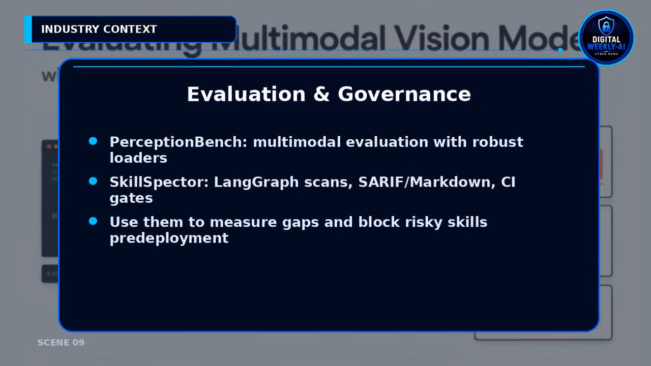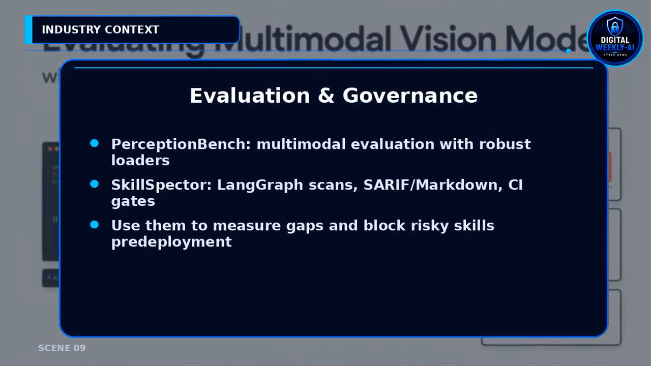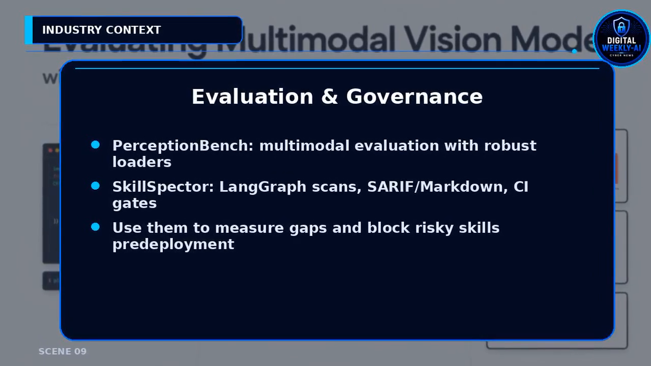2 toolsets help teams evaluate and govern multimodal models and agent skills. PerceptionBench provides robust loading, parquet streaming fallback, then full download, blind prior baselines, OpenAI-compatible multimodal interfaces, and optional LLM-assisted judging with bootstrap confidence intervals. NVIDIA's SkillSpector tutorial uses LangGraph to scan skills, export SARIF and Markdown, add YARA rules, extend analyzers, and enforce CI policy gates. These patterns help teams perform objective pre-deployment checks.